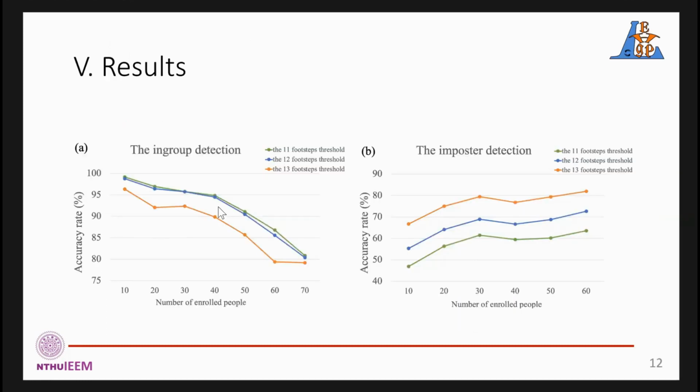In our result, you can see the horizontal line is the number of enrolled people, and the vertical line is the accuracy. Oh, sorry, I almost got it wrong. You can see the left side is the in-group detection, which means how many people are in the database. And the imposter detection means how many people are outside of the in-group. As the number of enrolled people increases, of course the accuracy goes down. But on the contrary, the imposter detection increases. So that's the trade-off in the result.